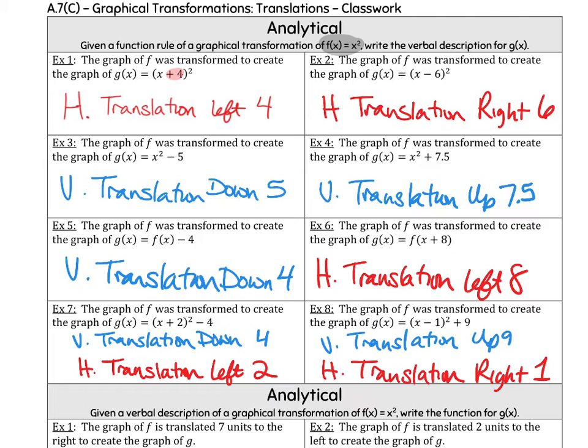How'd we do, folks? Are there any we want to go over? The last 2? Okay, yeah, the last 2 have a lot going on there. They have 2 numbers affecting the transformation. They have 2 numbers added to the parent function. Both of those numbers are going to do something to the graph. But they do exactly what we've always done. If the number's inside the parentheses, it's going to be moving horizontally. If the number's outside of the parentheses, it's going to be moving vertically.